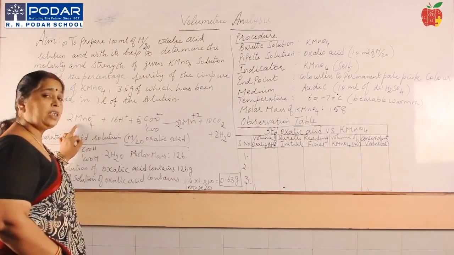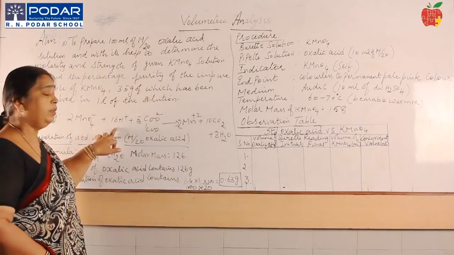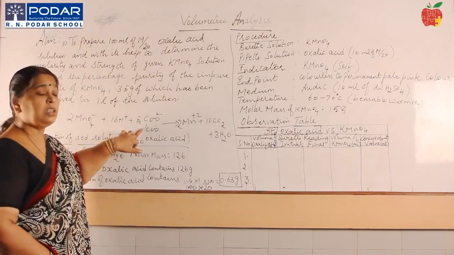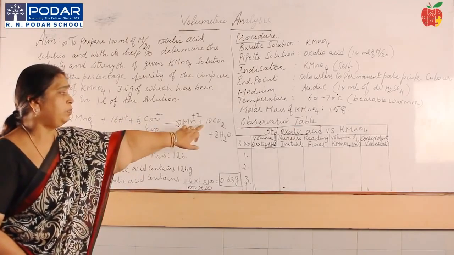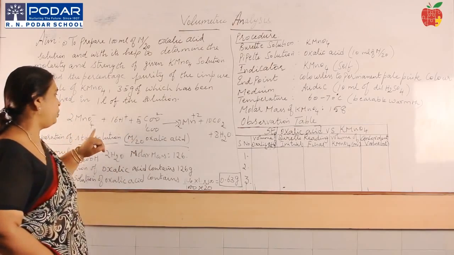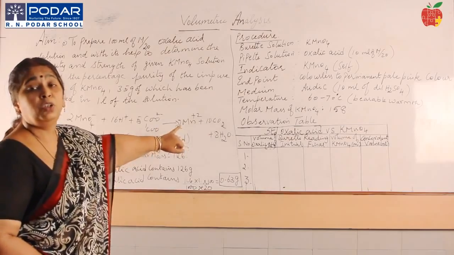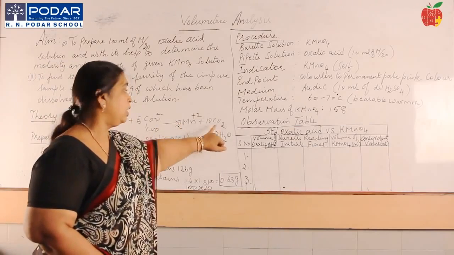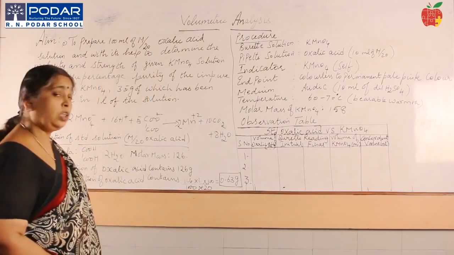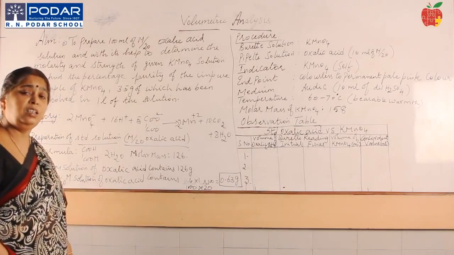Okay, so the reaction is MnO4-, that is a permanganate ion in the acid medium, H+, with the oxalate ion, gives you Mn2+, carbon dioxide plus water. I have given you the balanced equation: 2 MnO4- plus 16 H+ plus 5 oxalate ions, giving you 2 Mn2+ plus 10 carbon dioxide plus 8 water molecules. Okay, so now the next thing is to prepare your standard solution.